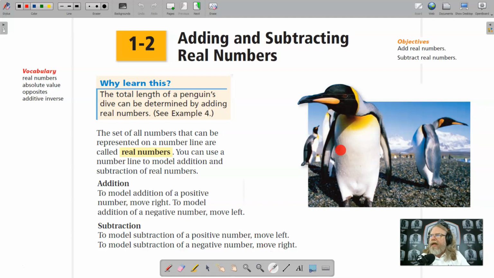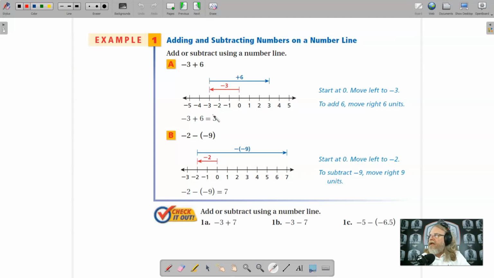We see our friendly penguins here. Don't they look quite interesting? And we'll learn about them some more in example 4. So let's go ahead and look at the next slide.